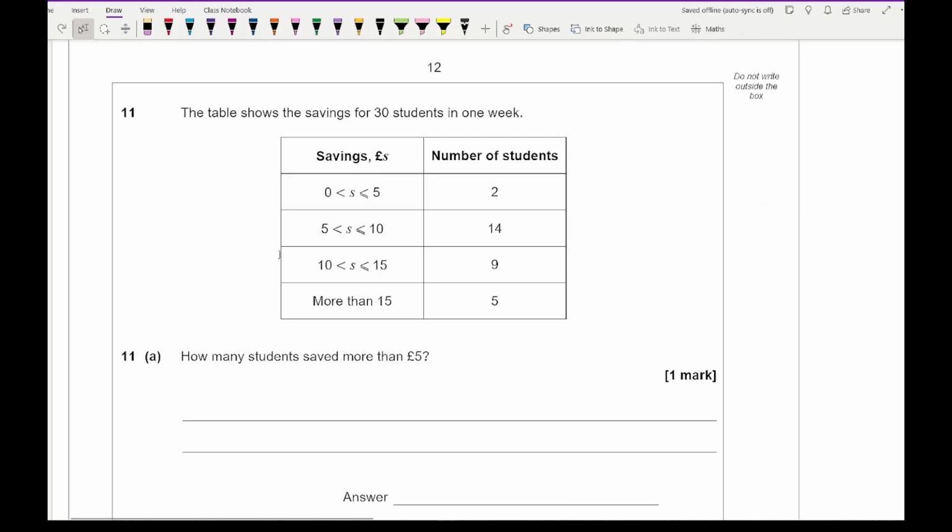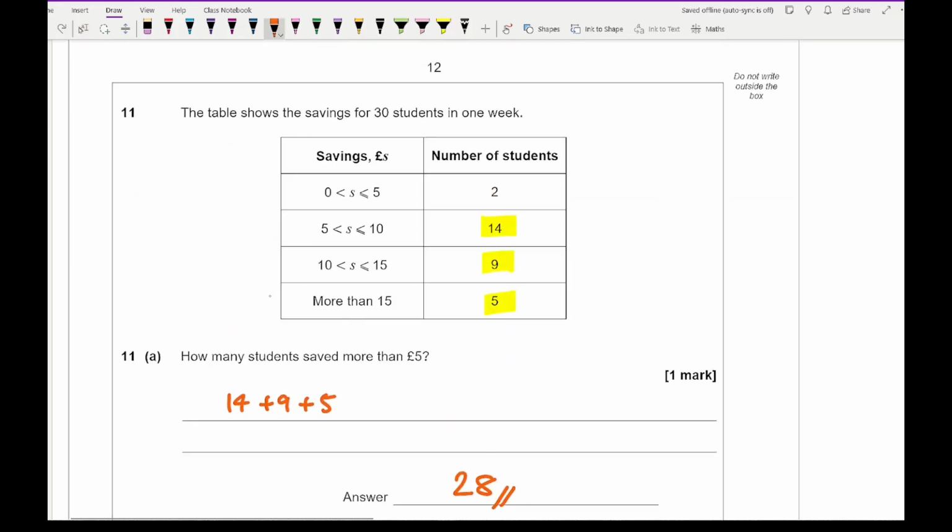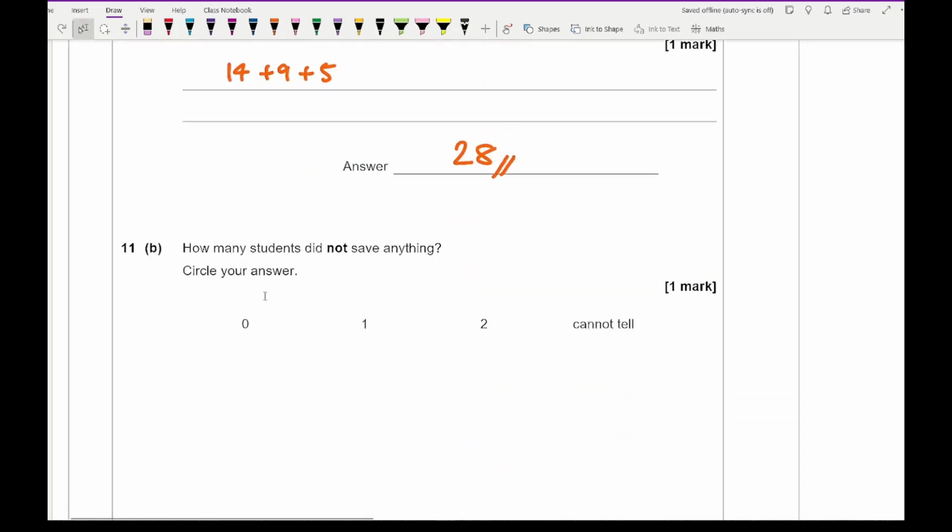Then moving on to question 11, it says the table shows the savings for 30 students in 1 week. How many students saved more than £5? Well, more than £5, looking at the inequalities, is going to be these 3 columns here. So if I add 14 plus 9 plus 5, I get an answer of 28. It then says how many students did not save anything. Well, looking at the first column and using the inequalities, everyone surveyed was saving some money. There was no one, because the inequality here can't equal 0, that means everything was above 0. So the answer is going to be 0.